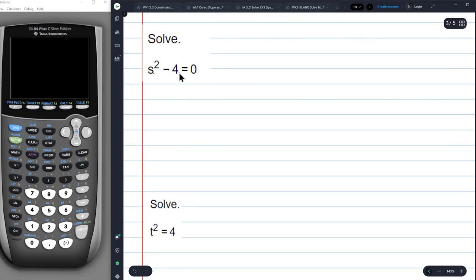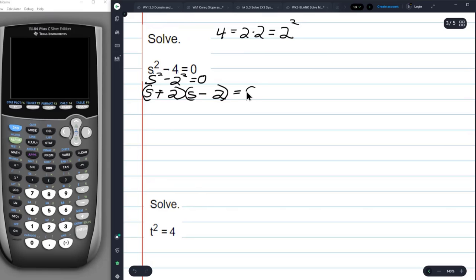Here we have S squared minus 4 equals 0. We're going to do it again. You know that 4 equals 2 times 2. That's 2 squared. So we've got S squared minus 2 squared equals 0. Do this. Take the S squared and split it up. Put it in front. Take the 2 squared and split it up. 2 goes here, and 2 goes there, and then a plus, and then a minus, and then don't forget equals 0.